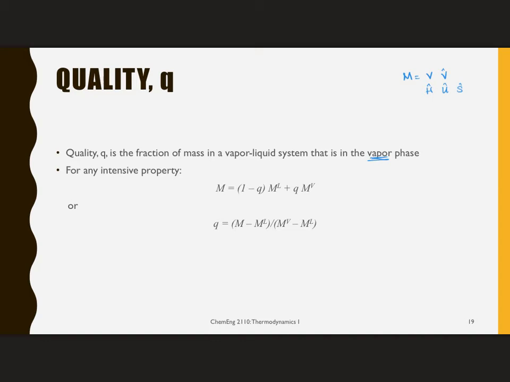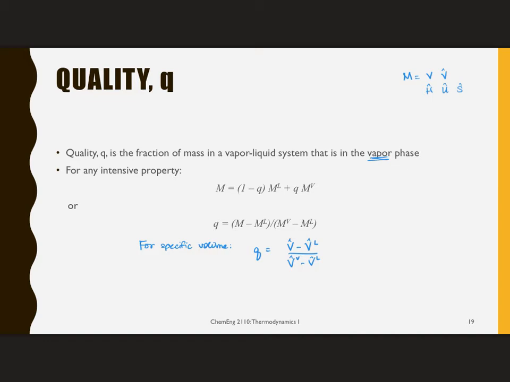If you solve this algebraically for Q, we end up with Q is equal to M minus ML over MV minus ML. I prefer to write this out, for instance, with the volumes. In that case, I have the specific volume that's the actual value minus the saturated liquid specific volume over the difference between the saturated vapor and saturated liquid volume.